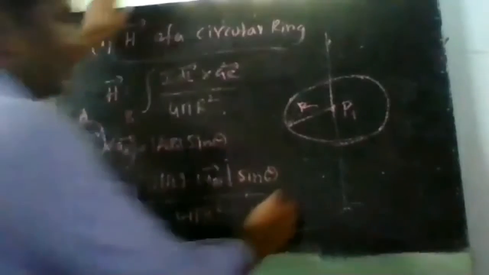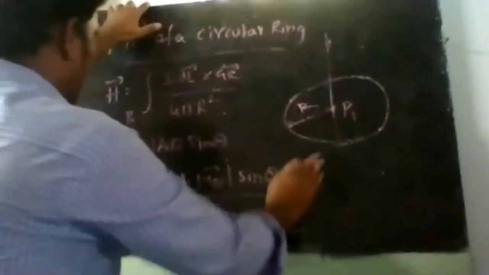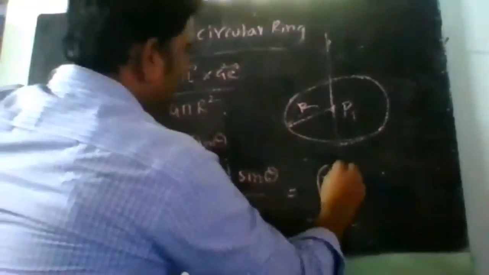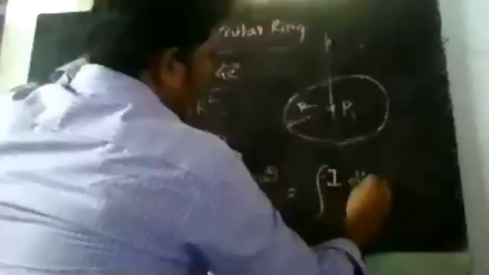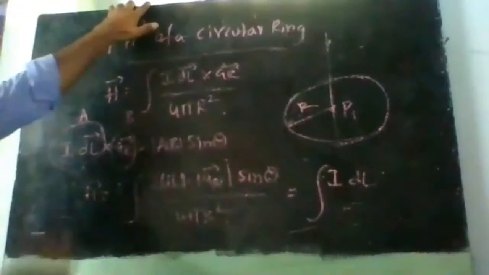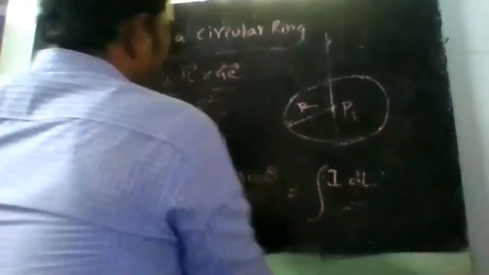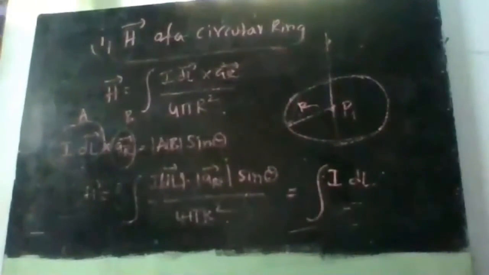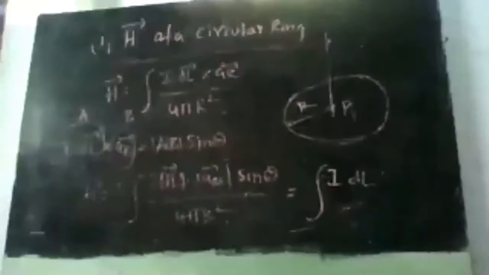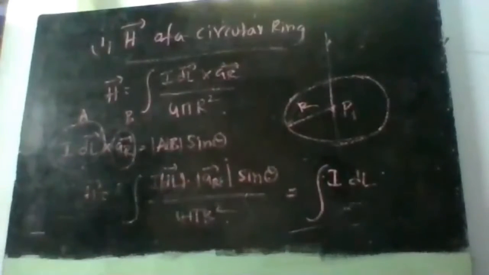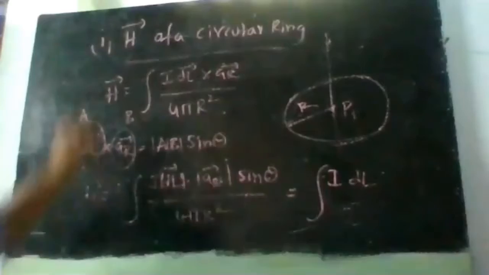So this is equal to the integral of I dL, where the modulus of dL bar is dL itself, into modulus of aR bar. aR is a unit vector, therefore the magnitude of aR bar is 1. So into 1 into sine theta divided by 4 pi r square.